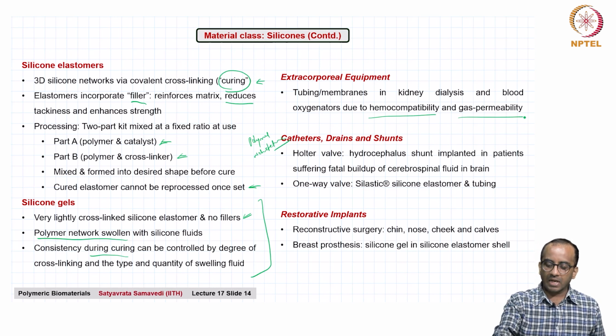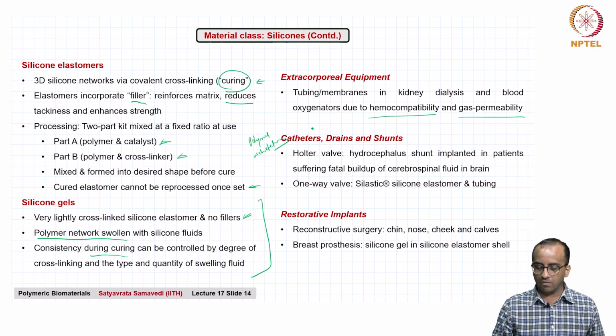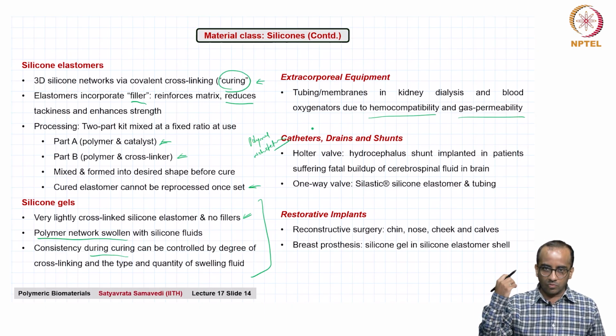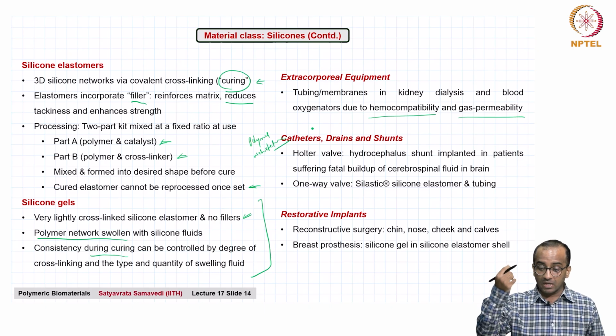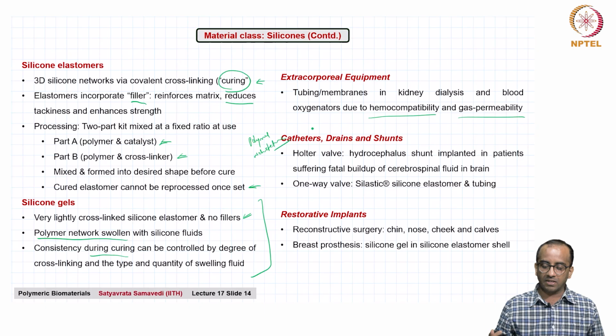They're also used in catheters, drains and shunts. One example is a Holter valve, which is just a shunt used where there is excess cerebrospinal fluid built up in the brain, leading to pressure. And to decrease the pressure, a shunt is placed, and the silicone elastomer and tubing, this Silastic tubing, is used to drain the excess fluid from the brain downwards until the pressure gets equalized, and that is a problem that can be fatal for patients who suffer from it.